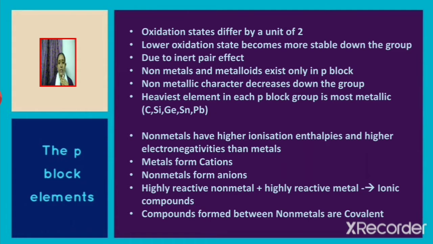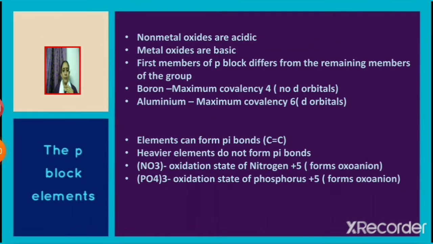We know that metals form cations whereas non-metals form anions. A highly reactive non-metal reacts with a highly reactive metal to form ionic compound, whereas compounds formed between non-metals are covalent in nature. Non-metal oxides are acidic in nature. For example, we know that carbon dioxide is acidic in nature. Metal oxides are basic in nature. For example, magnesium oxide is basic in nature.